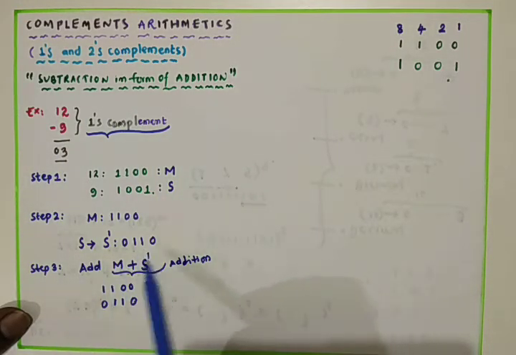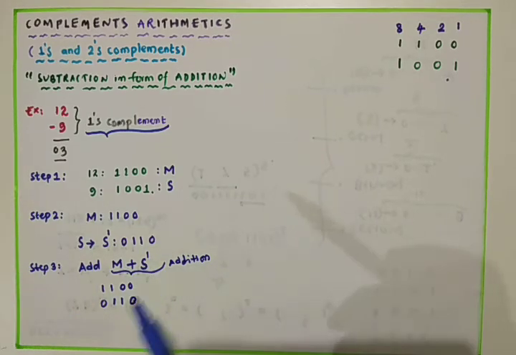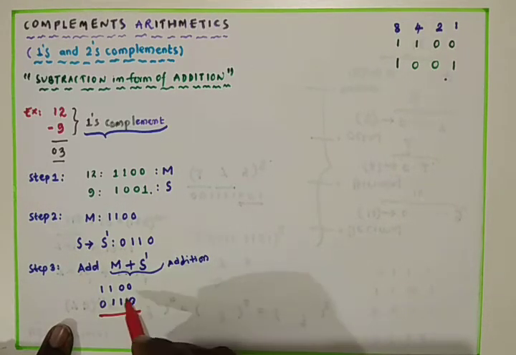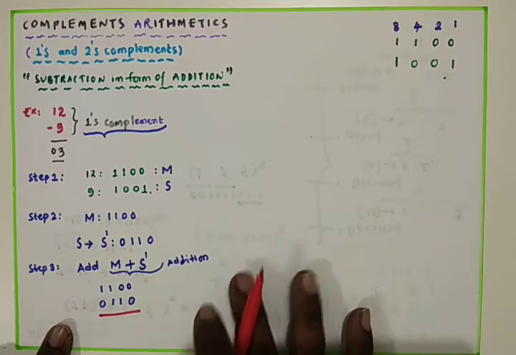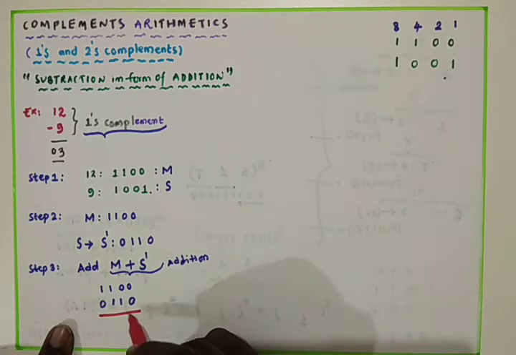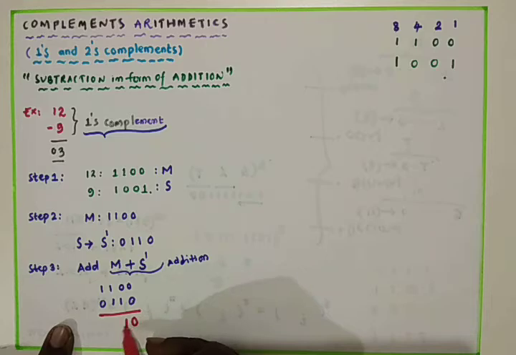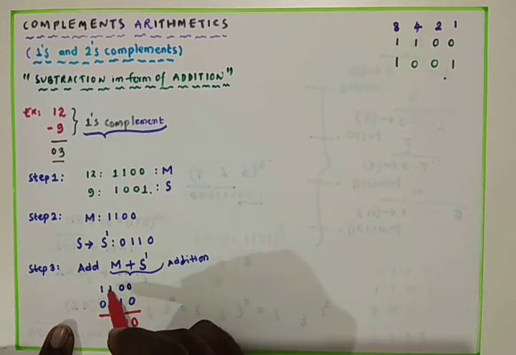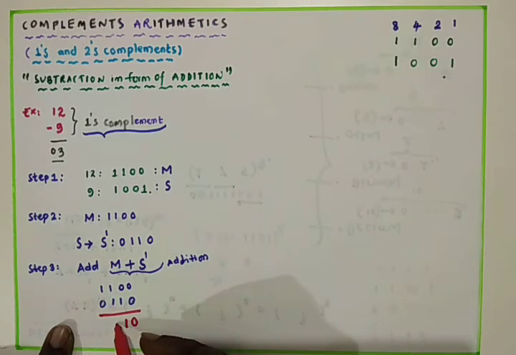Now M plus S bar. S is the subtrahend, S bar is the complement of that one. Now add those two. Now I am adding 0 plus 0. We know binary addition: 0 plus 0 is 0, 0 plus 1 is 1, and 1 plus 1 is 10, that is 0 is the sum and 1 is the carry. So 1 plus 1 is 0 and the carry is 1.